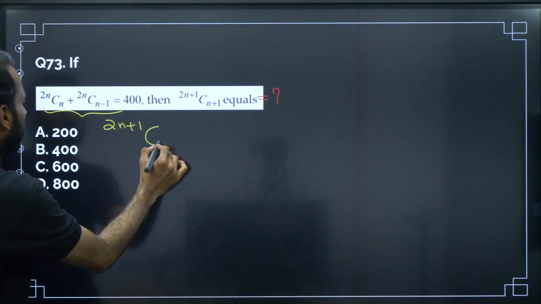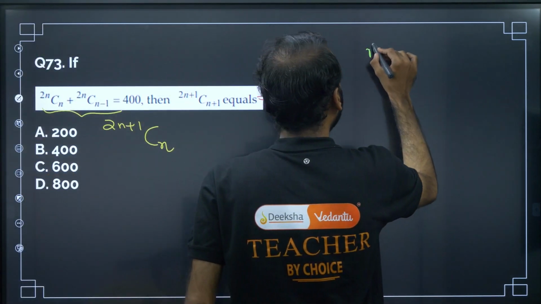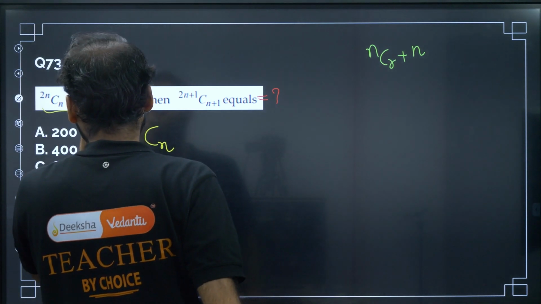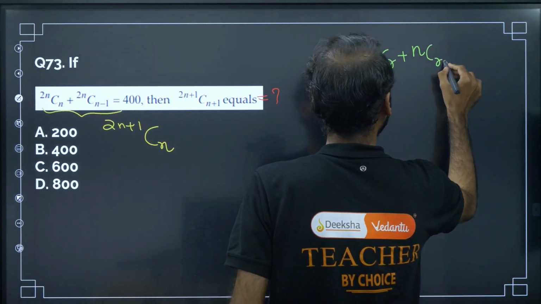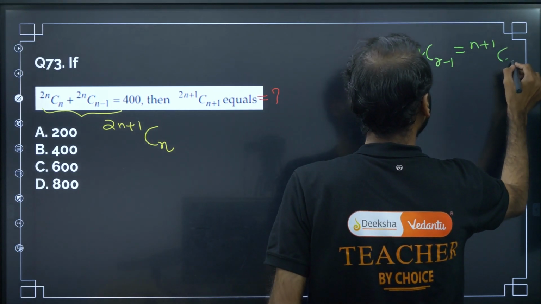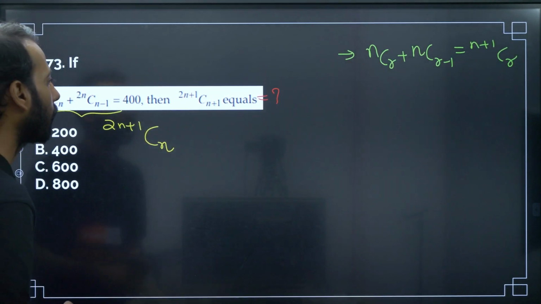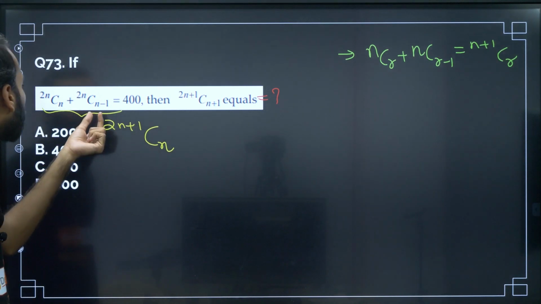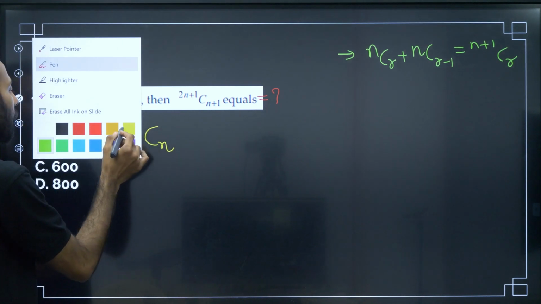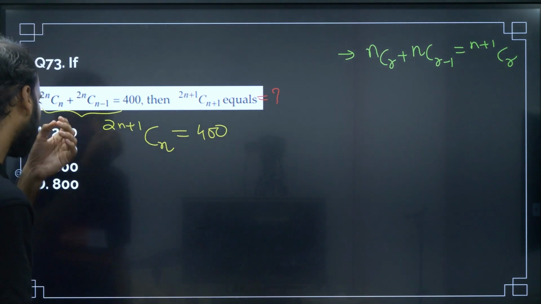Now one standard point you should be knowing: nCr plus nCr minus 1 is equal to n plus 1 Cr. This standard theorem is already there in your book. So here 2n plus 1 Cn is equal to 400.